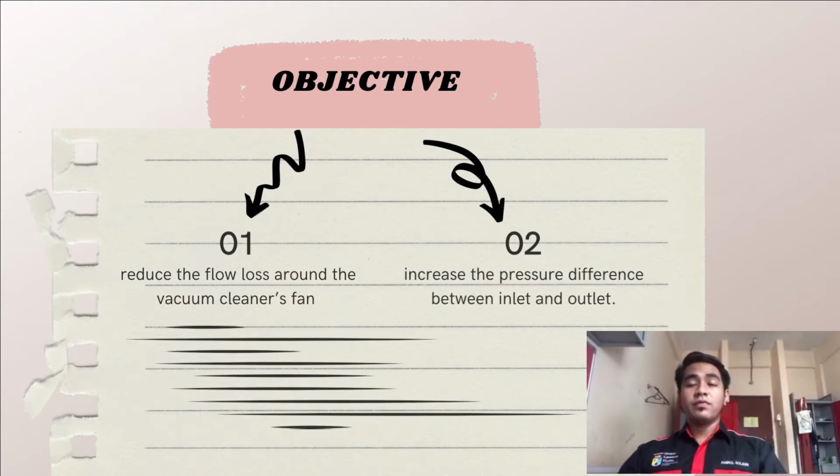The objective of our project is to reduce the flow loss around the vacuum cleaner fan and increase the pressure difference between inlet and outlet.